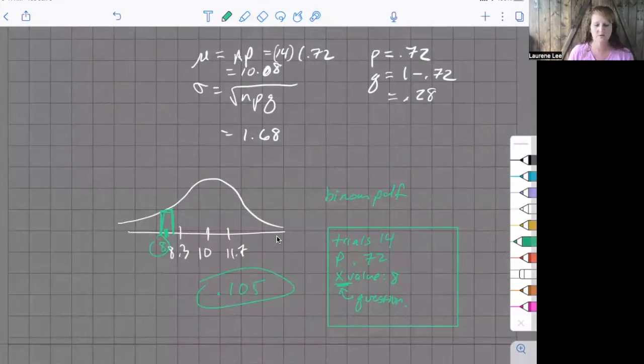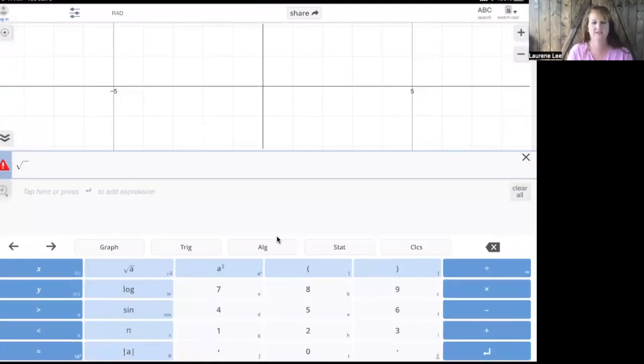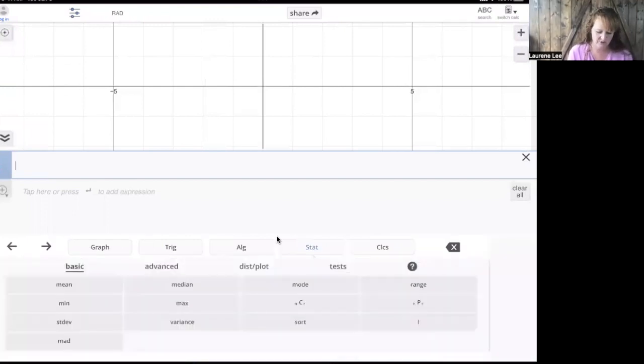Okay. Now, class calc. This is where class calc, I think, is so much better because it's going to draw you a picture. Okay. So we're going to the same place we've been going. We're going to stat, and then we're going to distribution and plot, and we're going to binomial distribution.